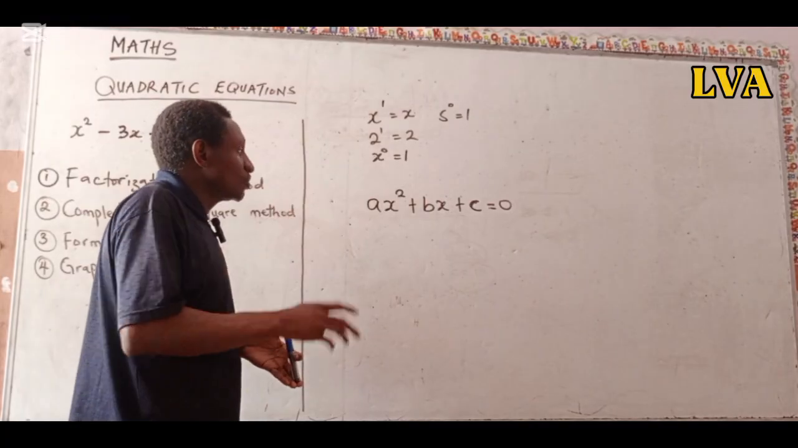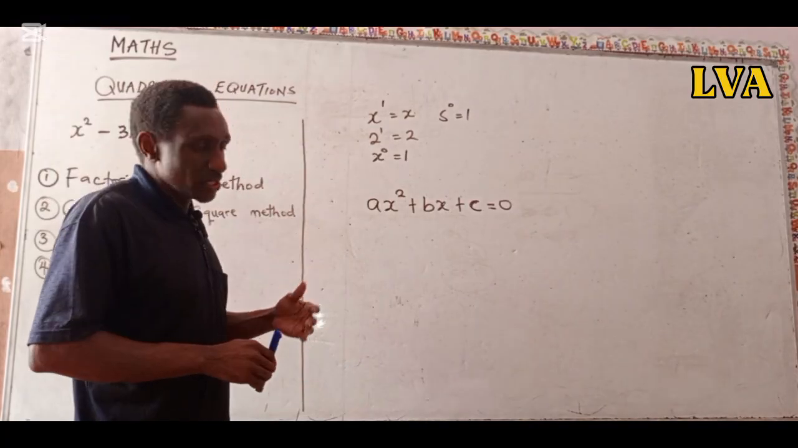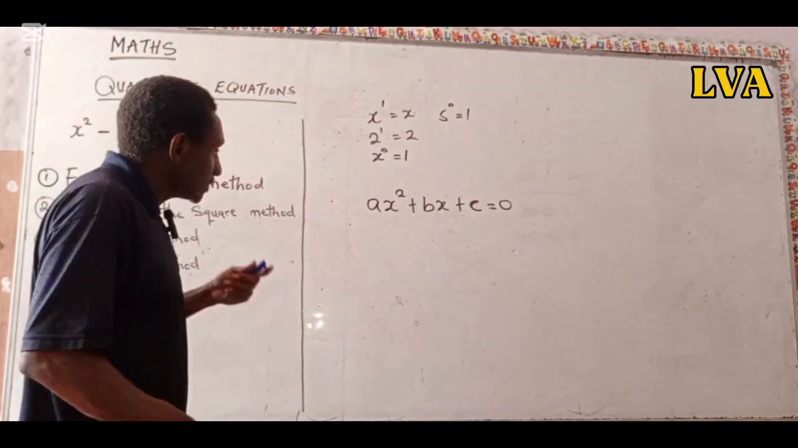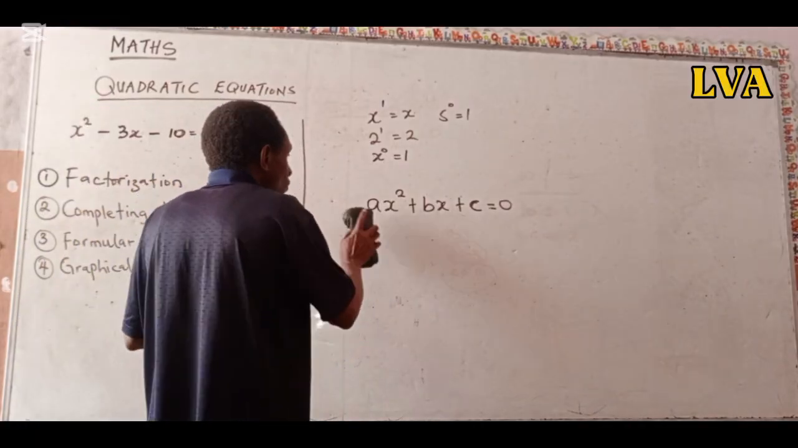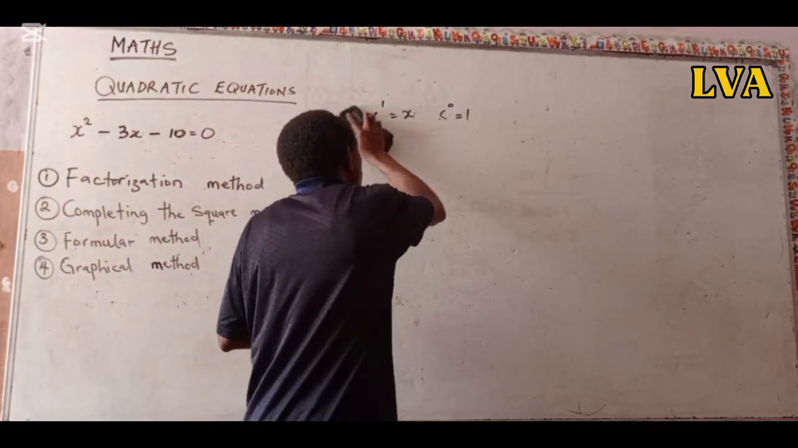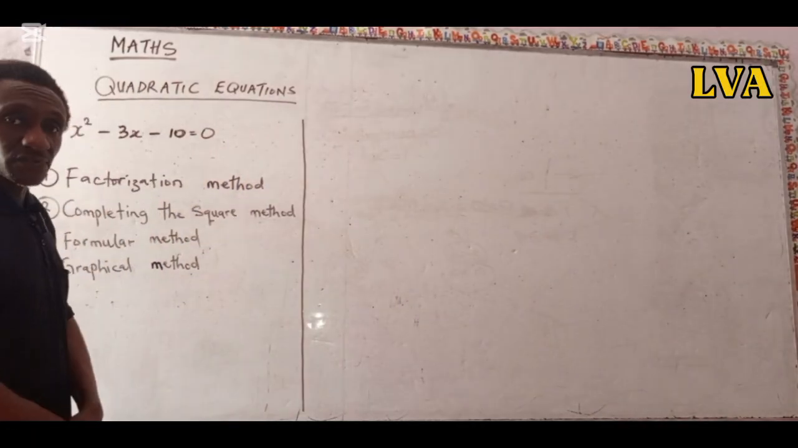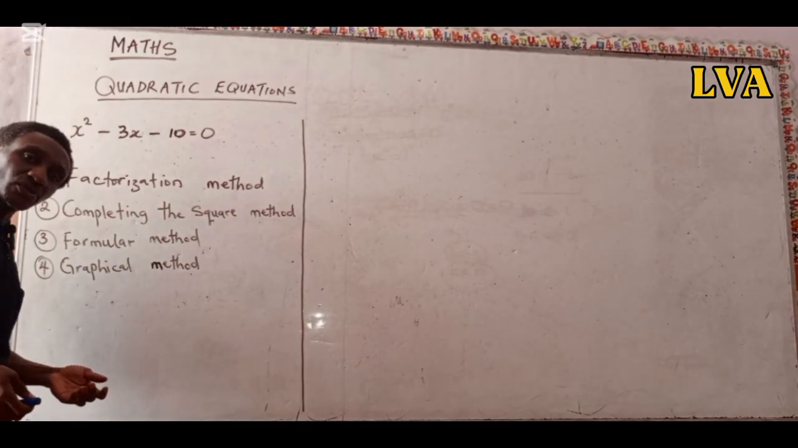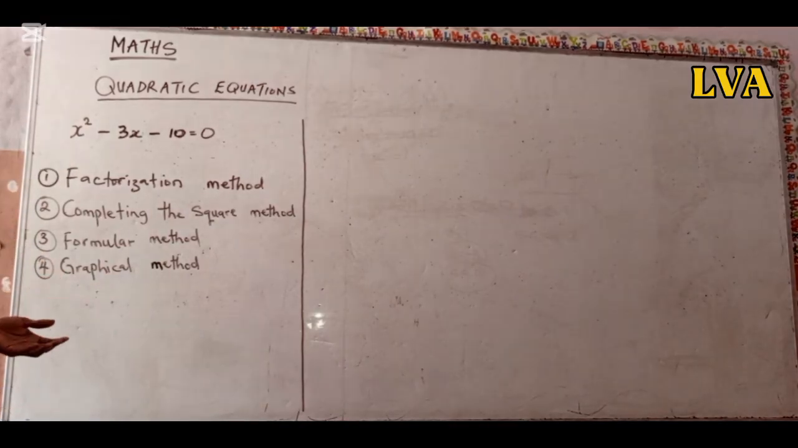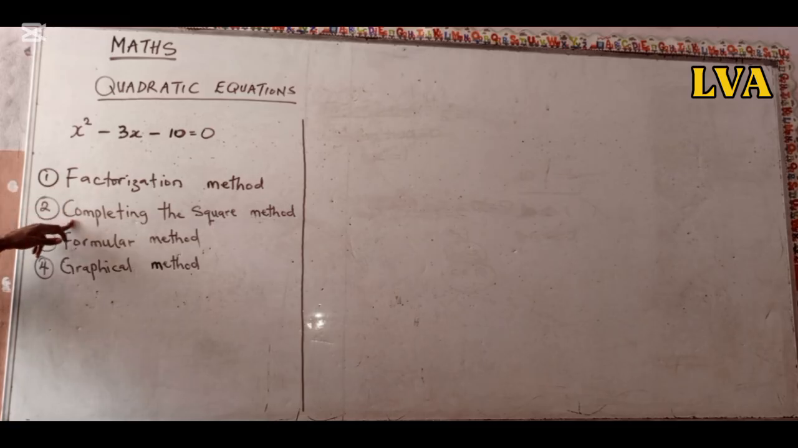So once you have known that this is a quadratic equation, then you can begin to solve it as a quadratic equation. The next thing is to think of the formula and choose whichever method you can use to solve it. There are 4 ways you can solve quadratic equation. You can see it on the board. The first one is factorization method. The second one is completing the square method. And the third one is the formula method.